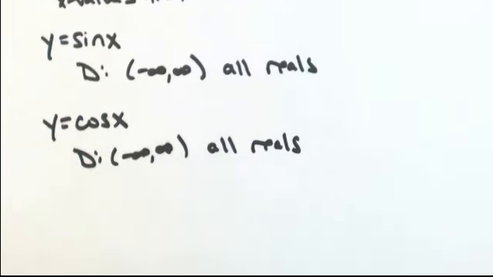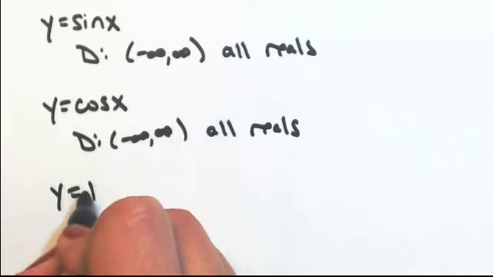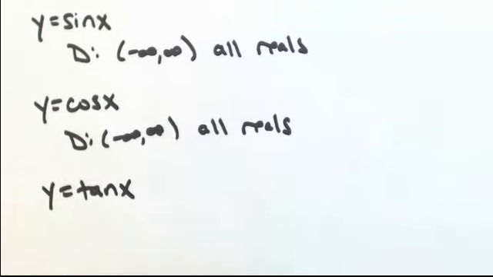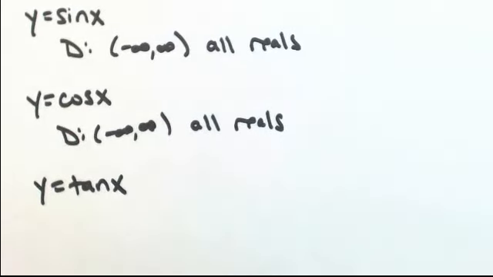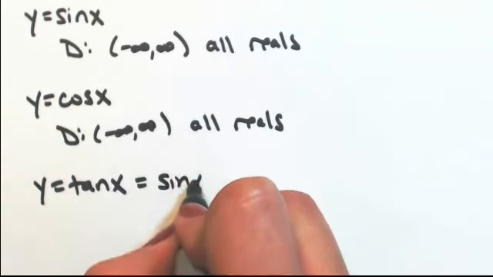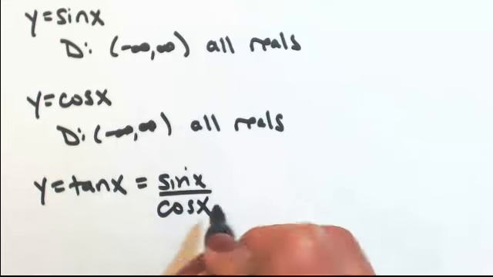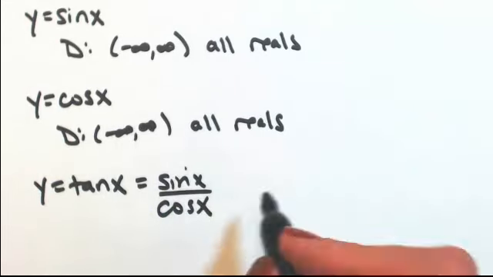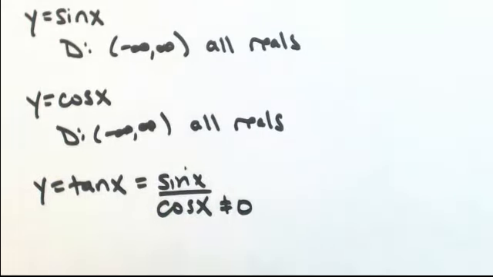Okay, now to find the tangent, we have to divide the y-coordinate by the x-coordinate. So in other words, we have sine of x over cosine of x. So cosine of x cannot be 0.